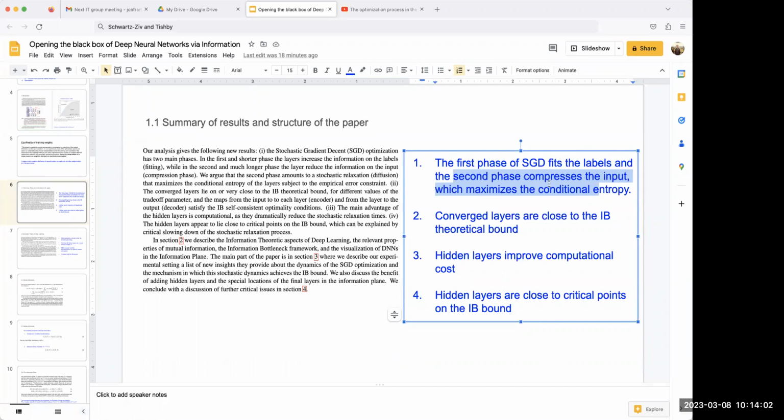And in doing so, when you compress the model, it starts to lose information about the input data themselves. And then we'll see some results that show that the information in the model converges to the theoretical boundary from the information bottleneck.